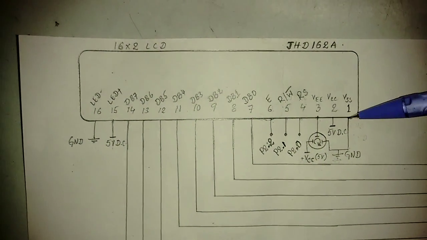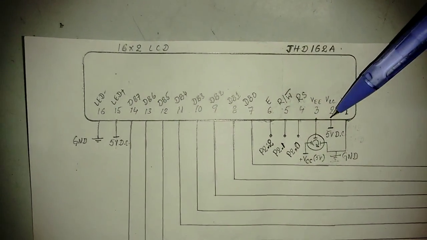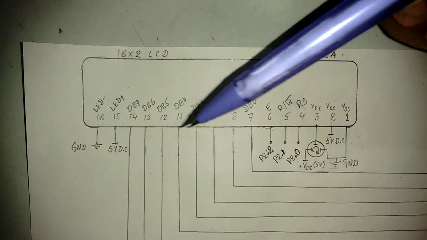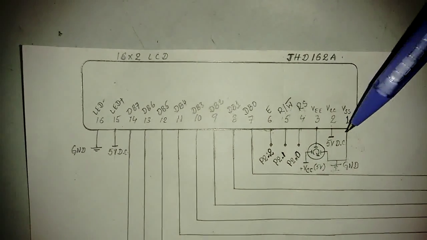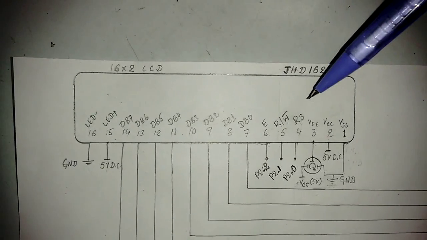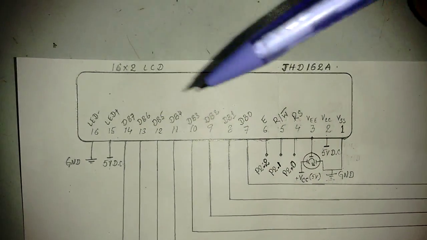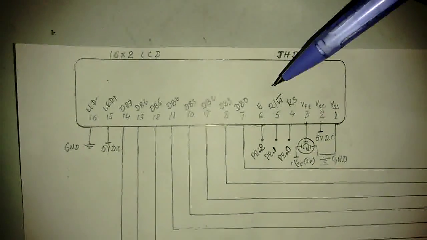Fine. Pin number 1 and pin number 16 should be grounded. Pin number 2 and pin number 15 are to be connected to 5 volt DC supply. Fine. Pin number 1 and pin number 2 have been used for internal power supply of your LCD. Pin numbers 15 and 16 have been used for switching on the backlight of your LCD.